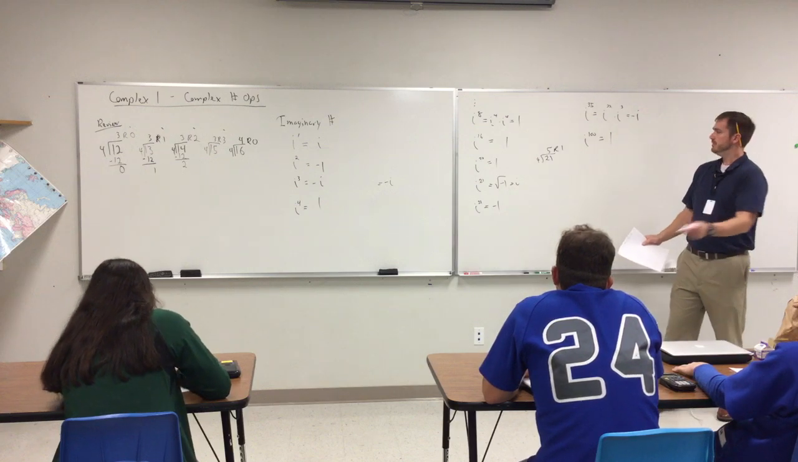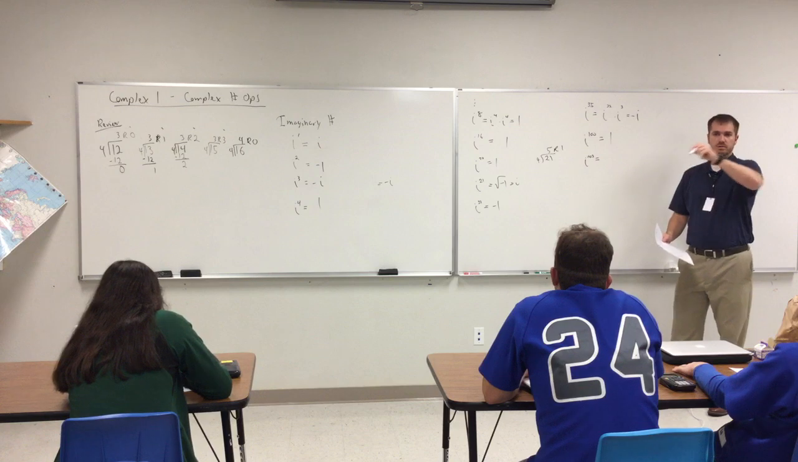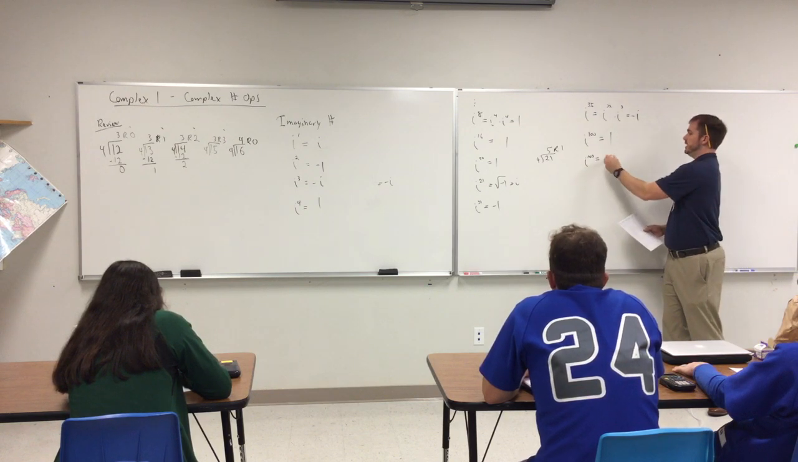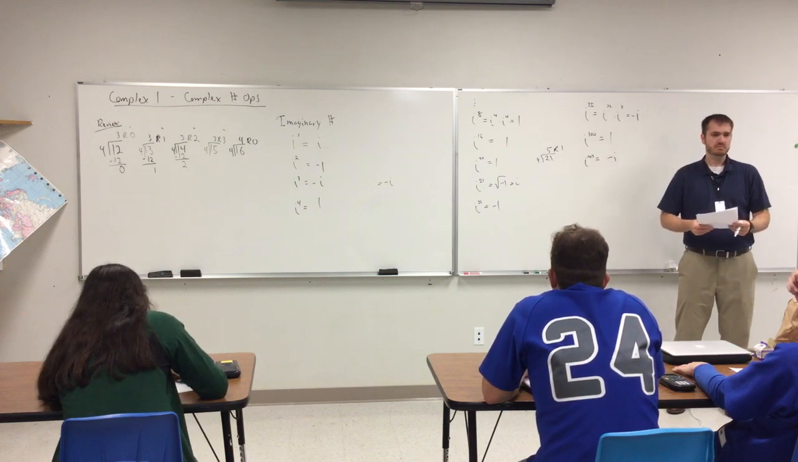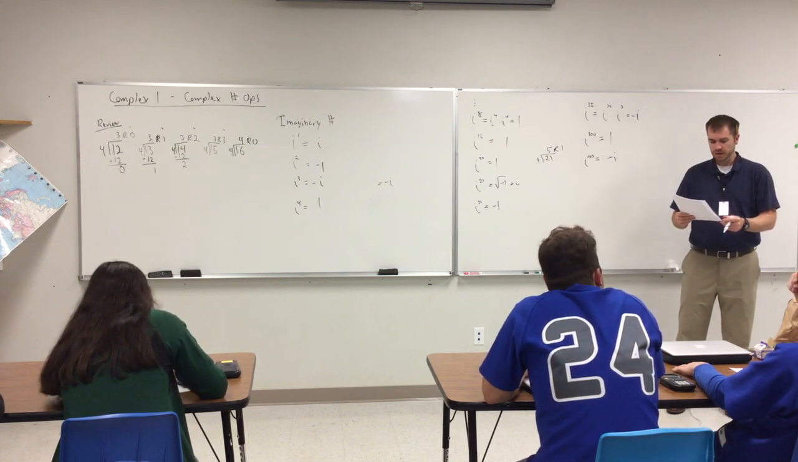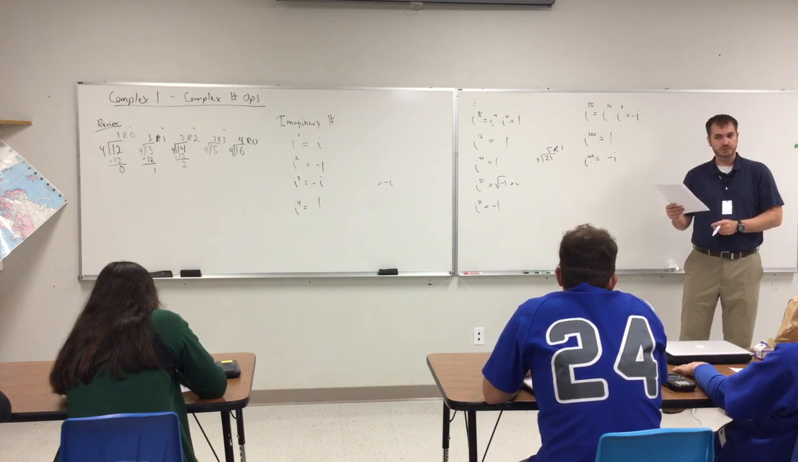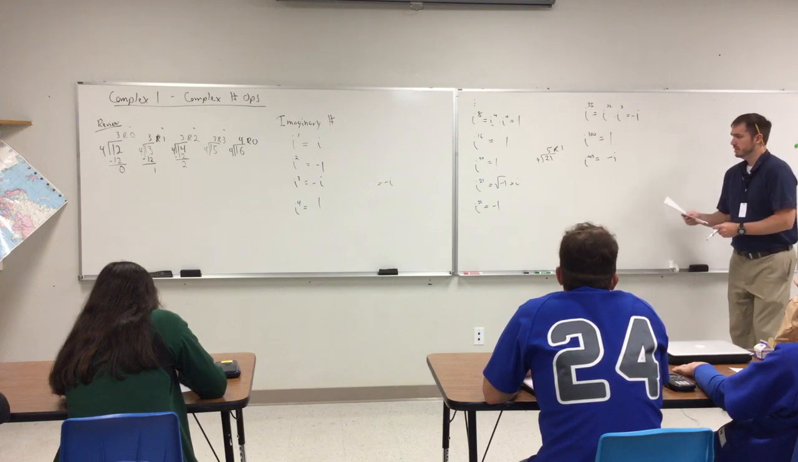Wow. But if it was I to the 103, we're 3 away from that multiple. So now you're looking at the negative I. Is this kind of making sense a little bit? Okay. What about negative numbers? Let's deal with that for a second.